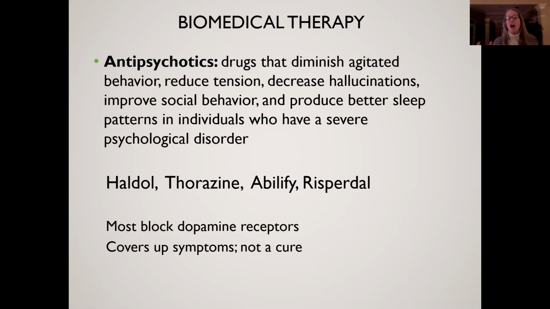Now, the antipsychotics work really well for schizophrenia. Haldol, Thorazine, Abilify, all of these are really good at reducing the symptoms. It can reduce delusions, it can reduce hallucinations, make it so it's possible to have a very active, normal, productive life with schizophrenia.